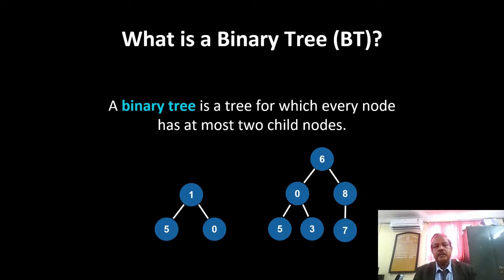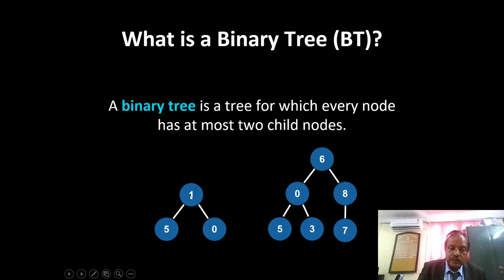Okay. Then if this is the tree, then what is a binary tree? A binary tree is a tree for which every node has at most 2 children. Remember, not at least. So a tree can have only one node also, but it should have a maximum of 2 children. If it is more than 2, it is not a binary tree. Binary means 2. Okay.